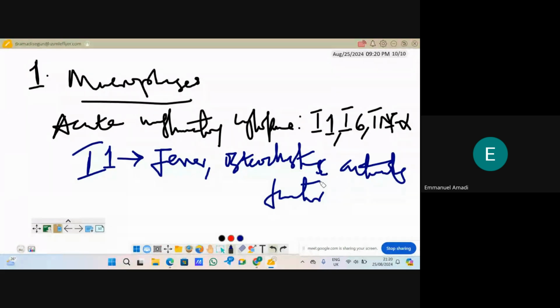So if you see somebody that has a bone pathology and they are asking you which of the cytokines is implicated in this patient's disease, it's going to be IL-1. If you've done MBME, that is a very lovely question that MBME enjoys a whole lot. So these are the 2 things you should tie down to interleukin-1.